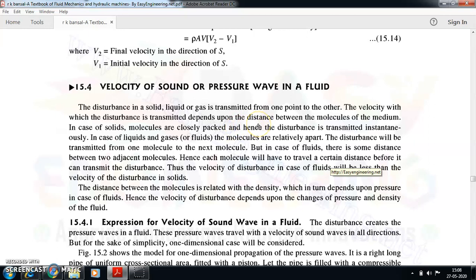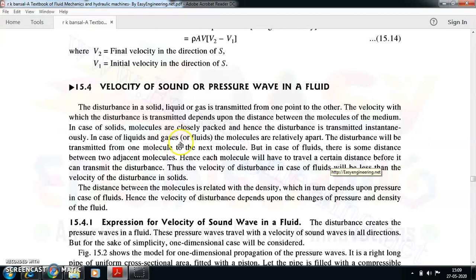The basic phenomenon inside the transmission is the distance between the molecules. In solids you have molecules, in liquids you have molecules, and you have molecules in gases also. In solids, the molecules are closely packed, so the disturbance transmission is going to be continuous and easy. Instantaneously the disturbance will get transmitted.